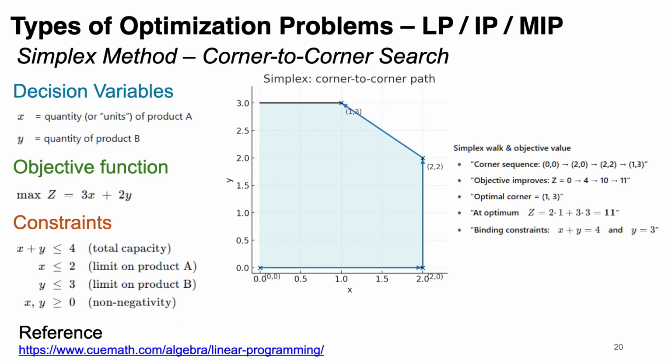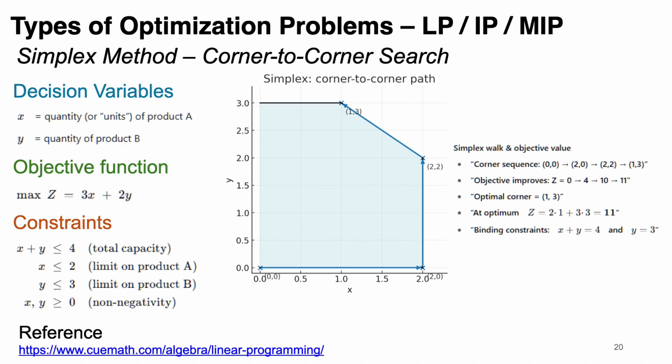Now, how does Gurobi actually solve that map? For linear programming, the most famous method is the simplex method. Think back to our graph of the feasible region, that shaded polygon representing all possible solutions. As we discussed earlier, in a linear problem, the optimal answer is always going to be at one of the corners or vertices of that shape. The simplex method is a very efficient corner-to-corner search. It starts at a starting point, often where all variables are 0, and then it looks at the adjacent corners.